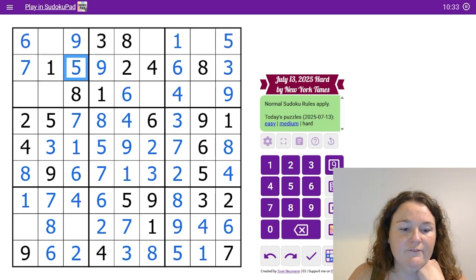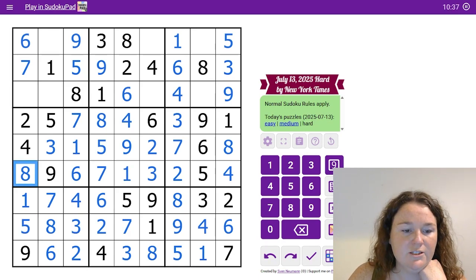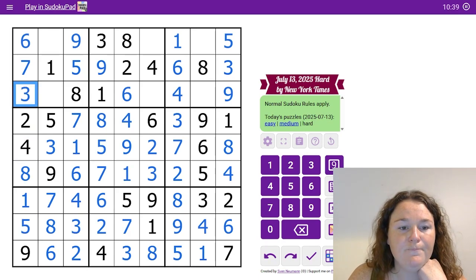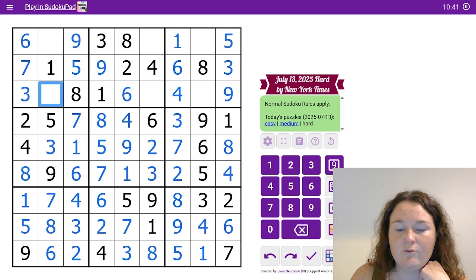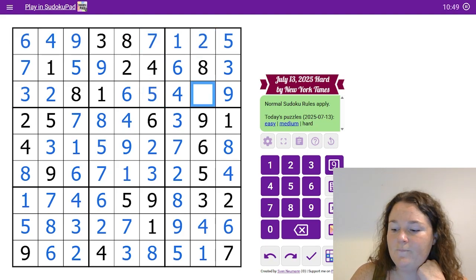Now 5 goes here to finish this row, and then 3 to finish this column, 5 to finish this box, 3 to finish this column. 2 and 4 went here and here. 4 is in this row, so there's the 2, there's the 4. 5 or 7 here and here. 5 is in this row, so 7, 5, and then we finally have 2 and 7.